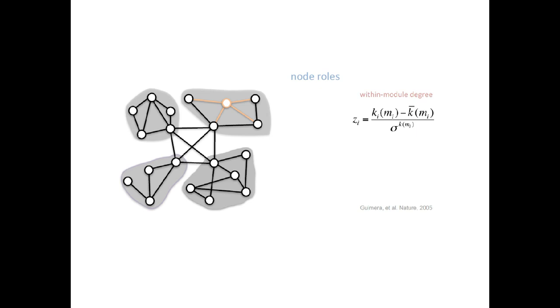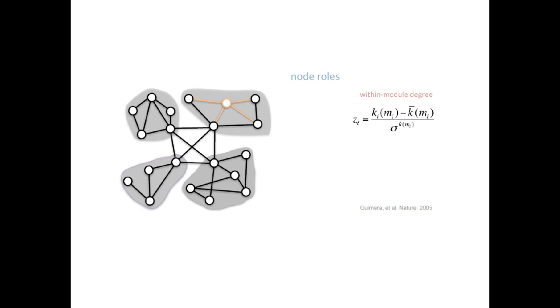It's a nodal measure, so taking node i, this is the degree of node i within its module, so the number of connections a node has to other nodes in the same module, subtracted from the mean within module connectivity of that module, over the standard deviation. So it's basically a Z-score of the within module connectivity. You can see this node here, if these are four modules, is connected to every other node in the same module.